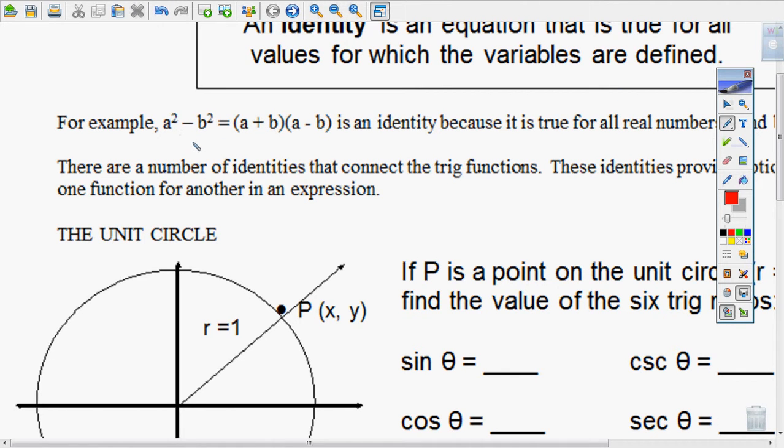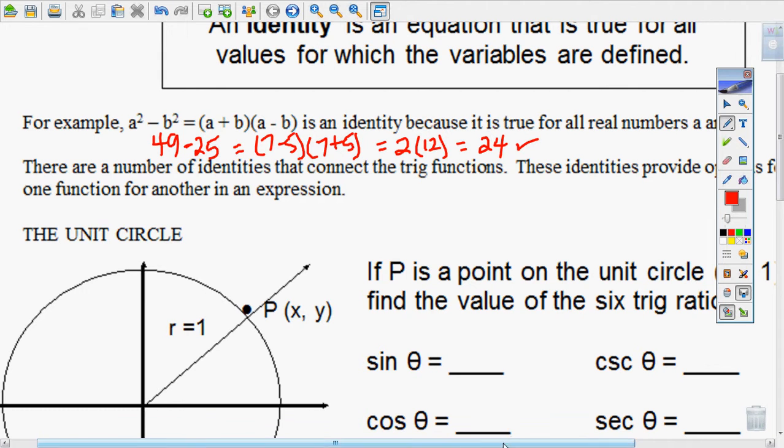So for example, if the problem said 49 minus 25, we're going to choose something basic. I could break it down to be 7 minus 5 times 7 plus 5 is what this is telling me. And that's because 49 and 25 are perfect squares, right? The square root of 49 is 7. The square root of 25 is 5. So 7 minus 5 gives me 2. 7 plus 5 gives me 12. So the answer would be 24. Is that true? Is 49 minus 25 equal to 24? Yeah, it is. Boom. Okay. So that's how identities work.